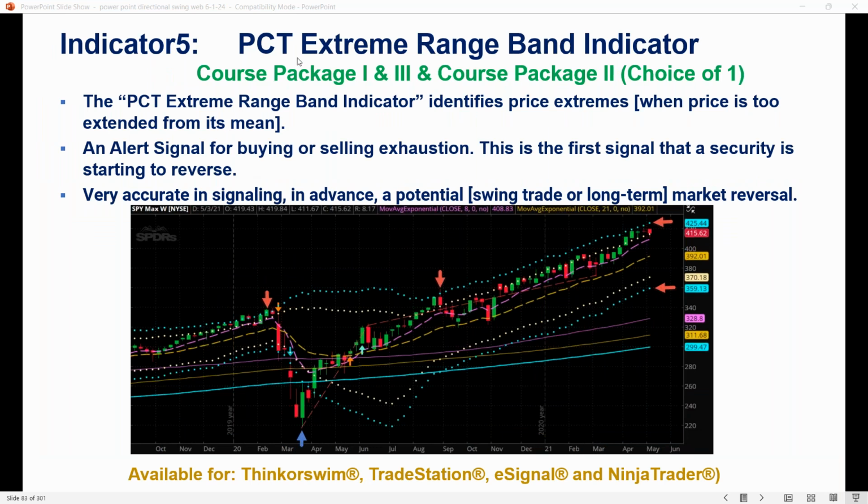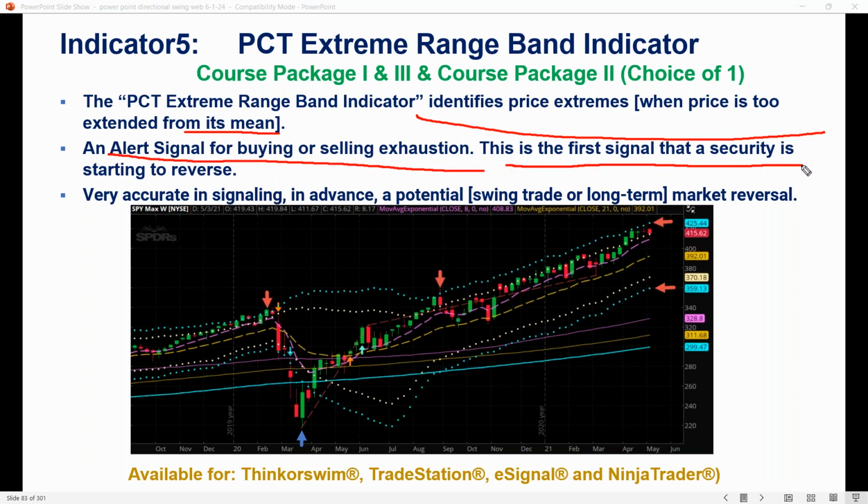And then 5 is my extreme range band. This is where, when the markets start getting stretched to the upside or downside, this is such a great tool for navigating overbought, oversold, overstretched markets, and then looking for either the buying exhaustion or selling exhaustion that can lead to price reversals back to the mean. So, an alert signal for buying or selling exhaustion.